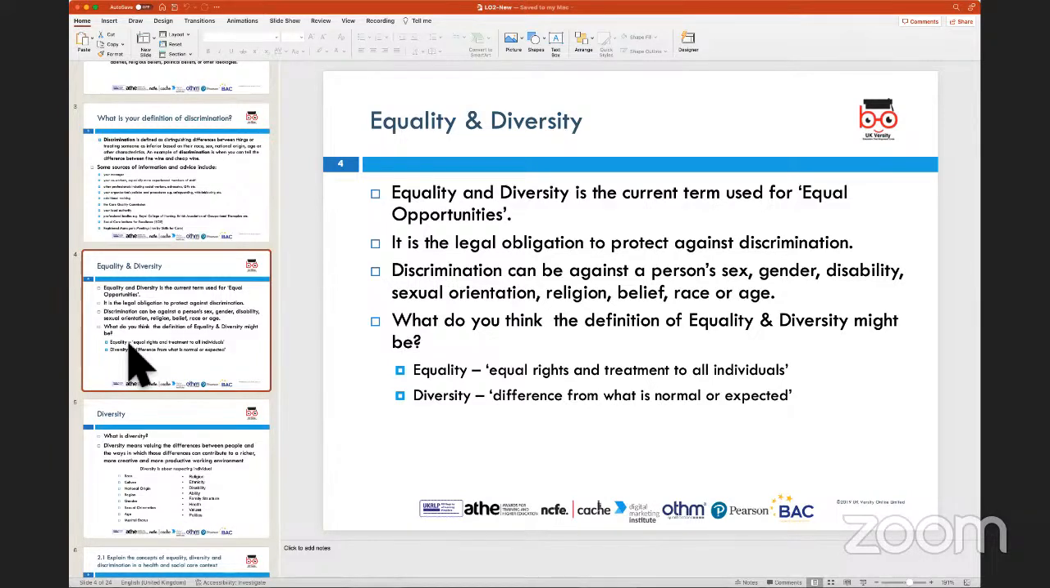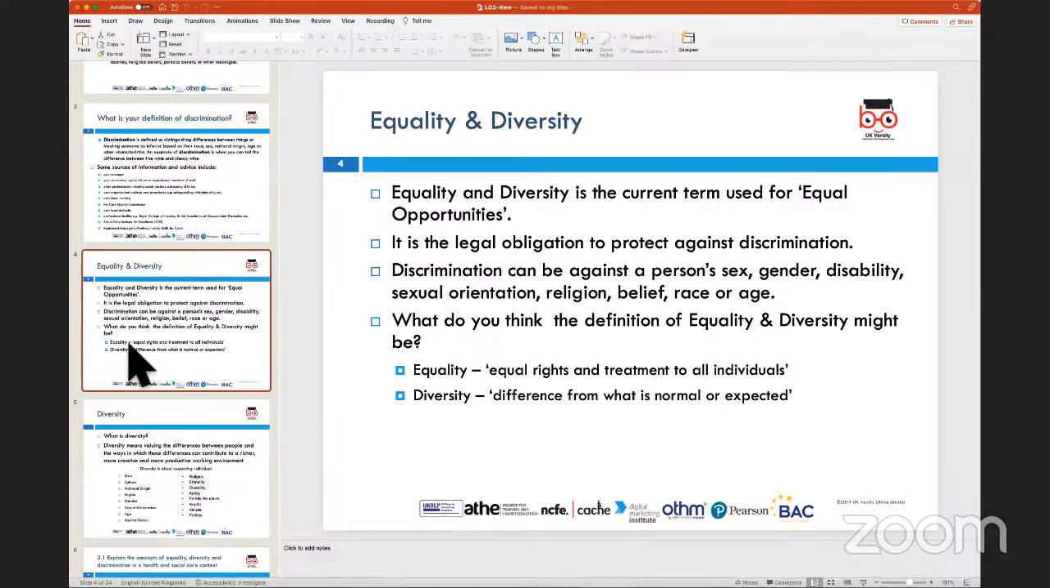or equality and diversity is not being applied. Then you would be looking at using the whistleblowing policy, which is basically disclosing in confidentiality what is happening to the relevant authorities, in order to bring it to their attention and help stop this particular practice.